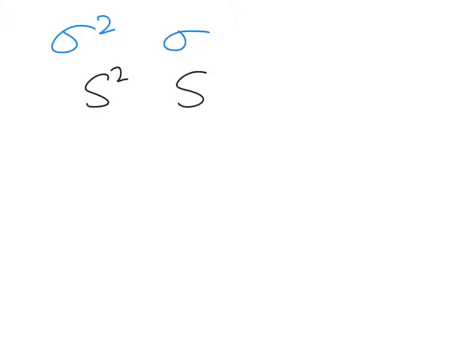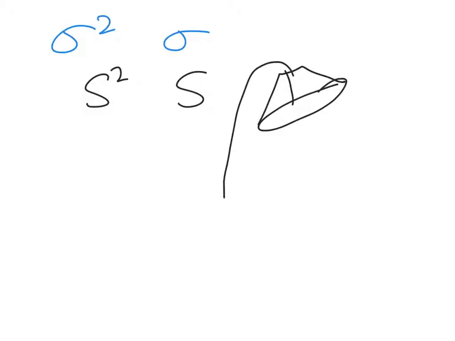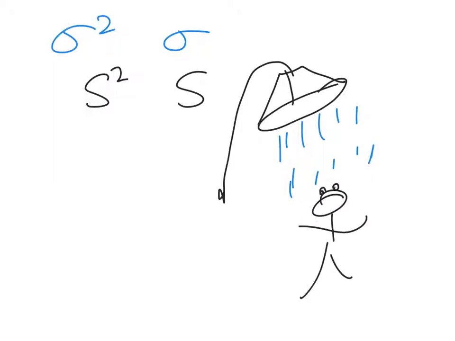Variance, variance, it measures volatility. It's based on the mean, and the root is the standard deviation. The root is the standard deviation.